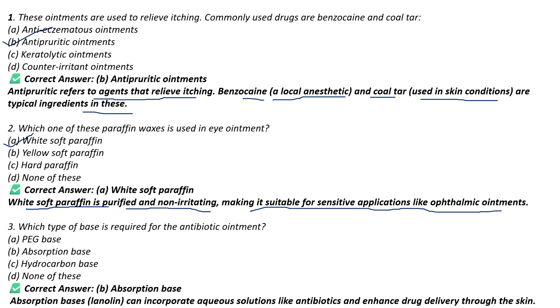eye ointments. Moving on to the next question: which type of base is required for the antibiotic ointments? Options are PEG base, that stands for polyethylene glycol base, absorption base, hydrocarbon base, or none of these. Absorption bases, that is lanolin, can incorporate aqueous solutions like antibiotics and enhance their drug delivery through the skin. So we can say option B, that is absorption bases, is the correct answer for this question.